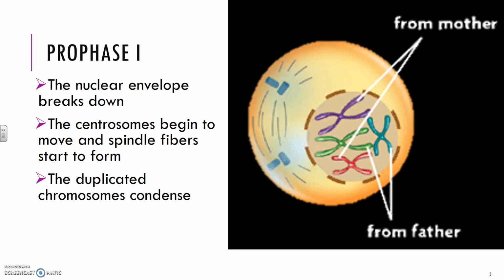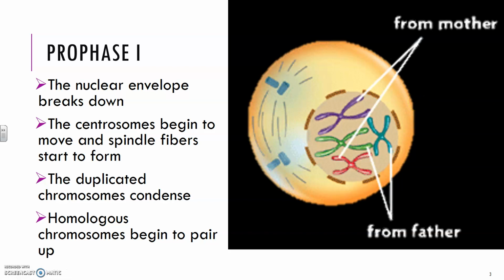And then you're, of course, also going to see the duplicated chromosomes condense. Okay, so these are duplicated chromosomes. So you do have your sister chromatids, right, which is why you have this X shape. Okay, because remember, anytime you have an X-shaped chromosome, not a chromosome X, but an X-shaped chromosome, it is duplicated. Okay, so you do have your 2 sister chromatids.